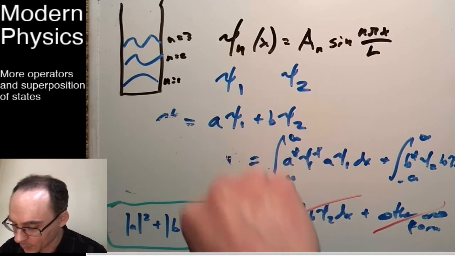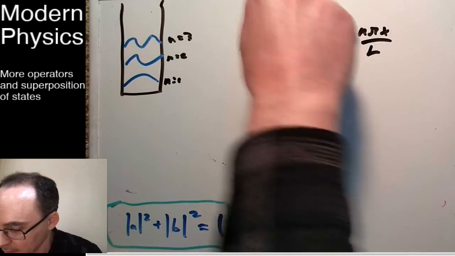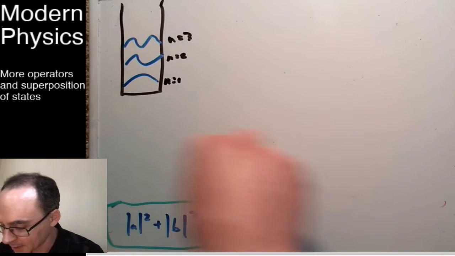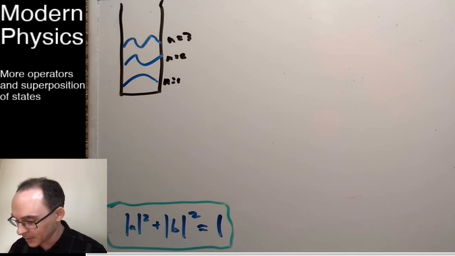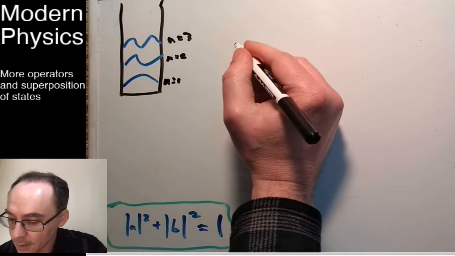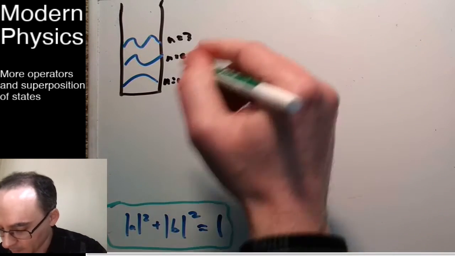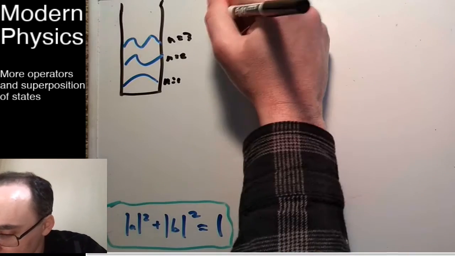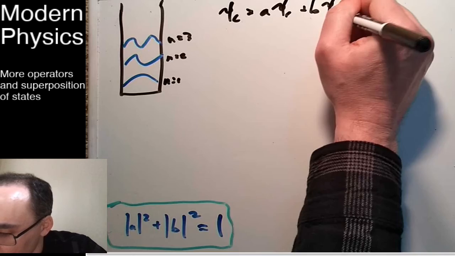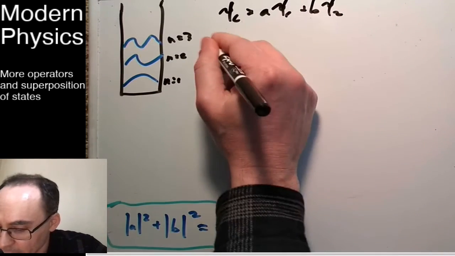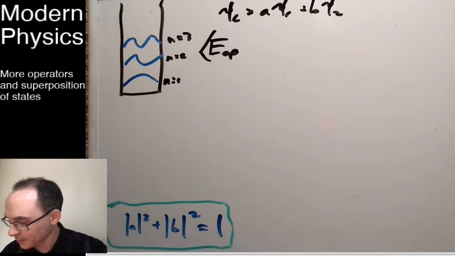Let's look at, for example, the energy operator. Like I said, normally we've been looking at that and it's just simple, like the energy is just a constant. But now we have a superposition of two states with different energies. So what happens if we look at, let me write back down our combo state. Our combo state is a times psi 1 plus b times psi 2. What is the expectation value for energy?